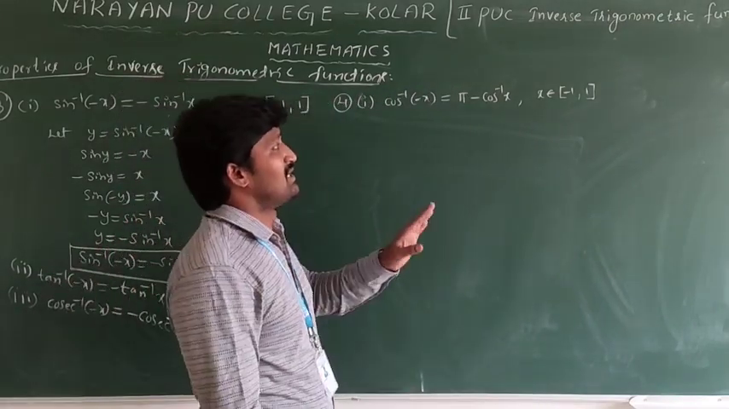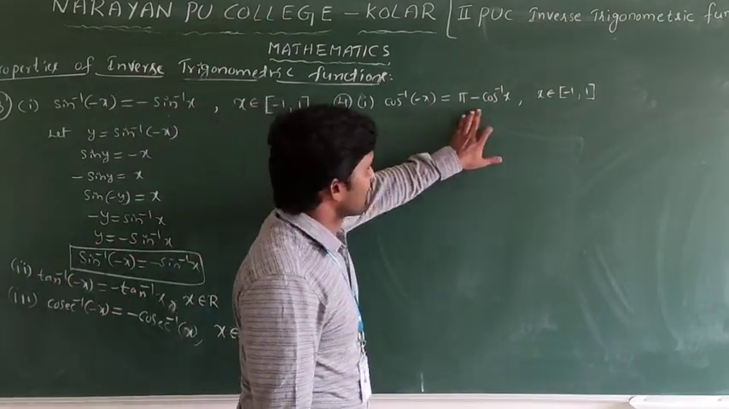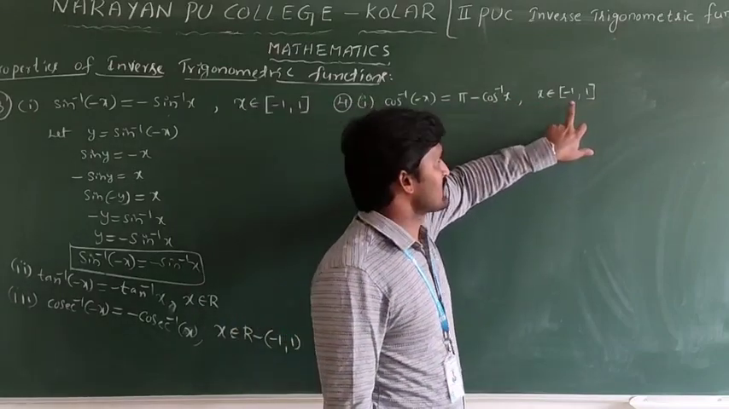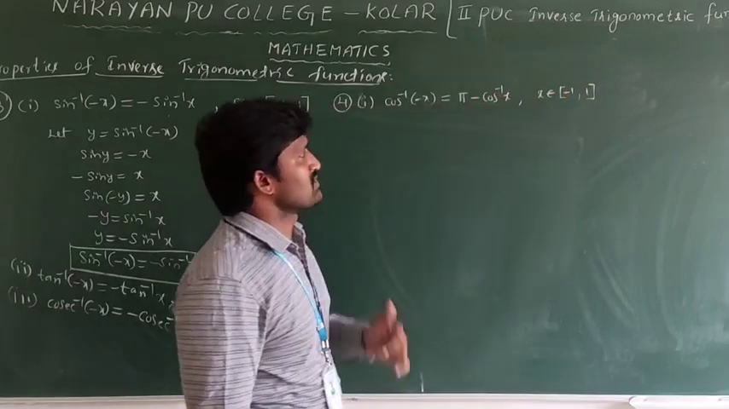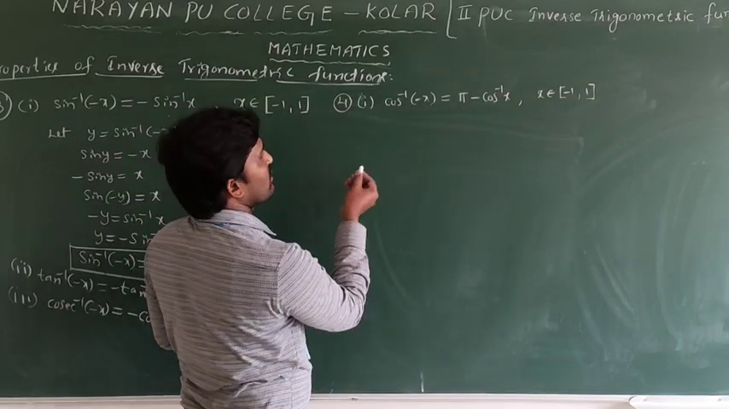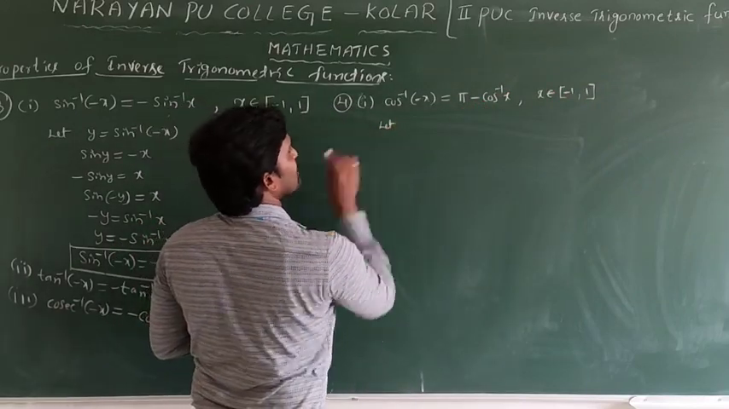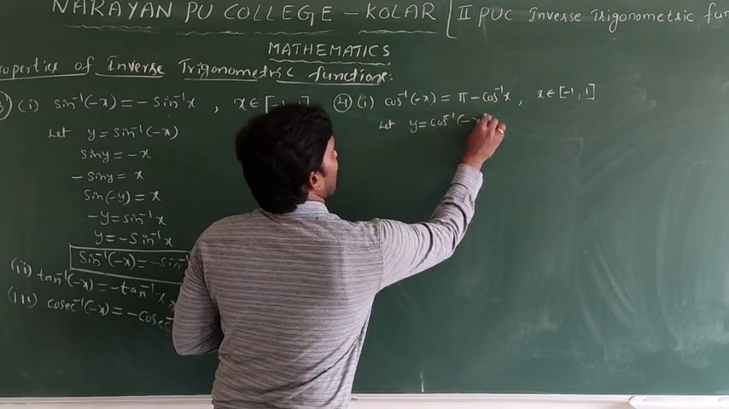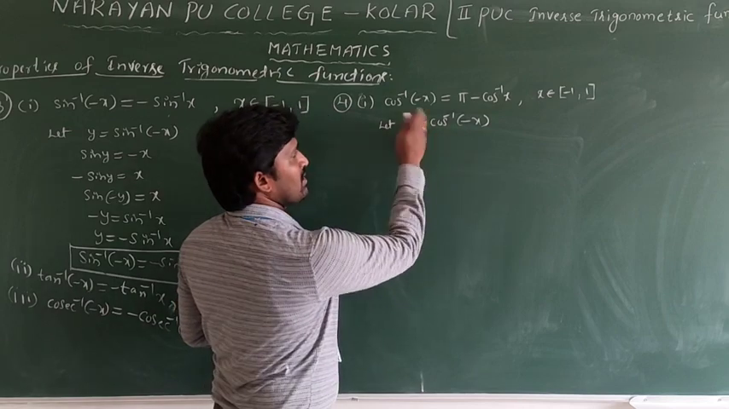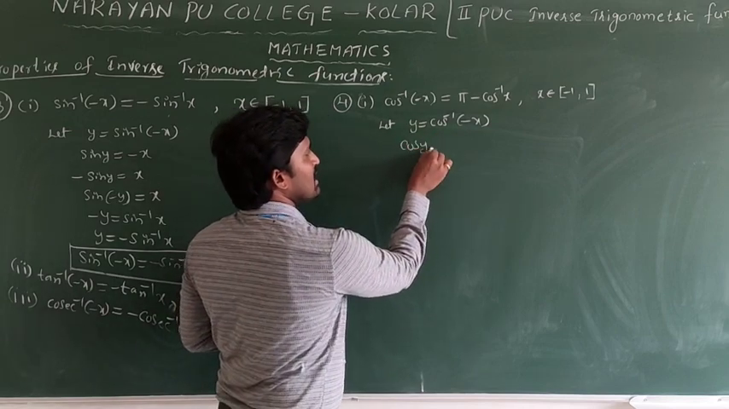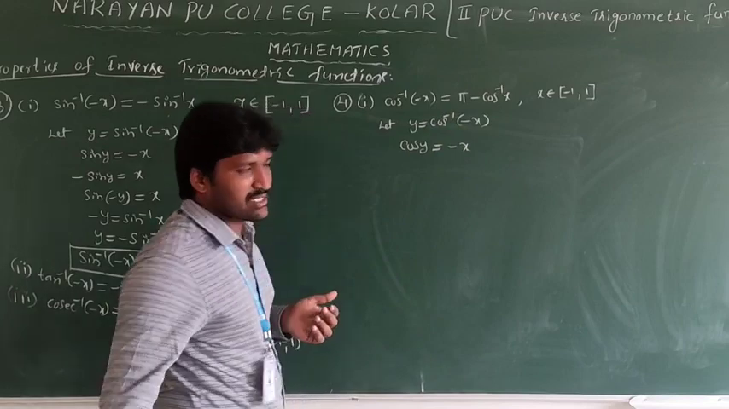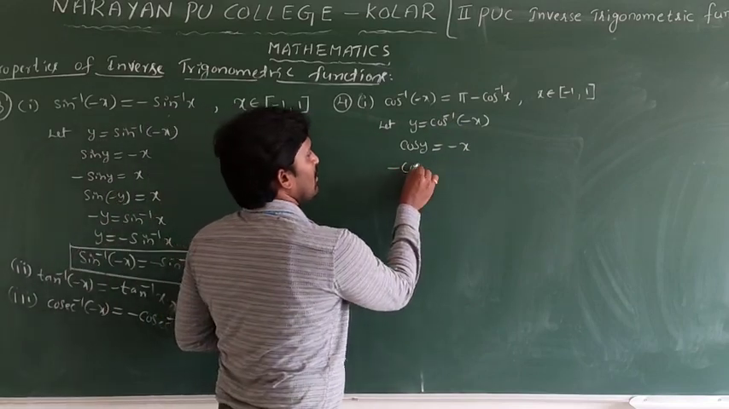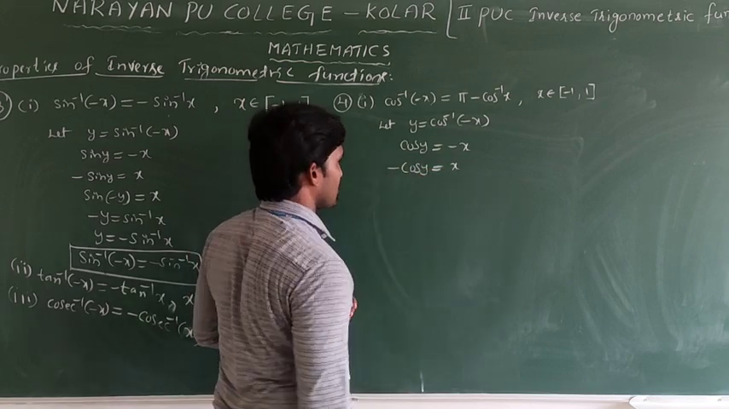Sometimes they will give this equation and ask what the x value is, that is, for what set of values x this equation is satisfied. I will explain how to prove this condition. Let y equal to cos inverse of minus x. Now take cos on this side, it becomes cos y equal to minus x. Take this minus to the left side: minus cos y equal to x.